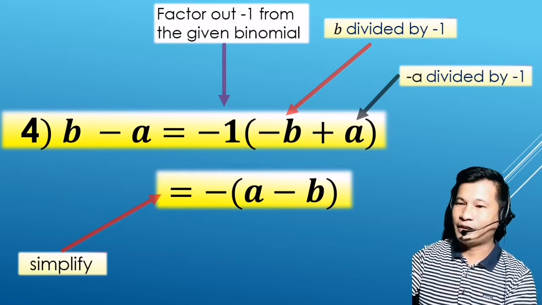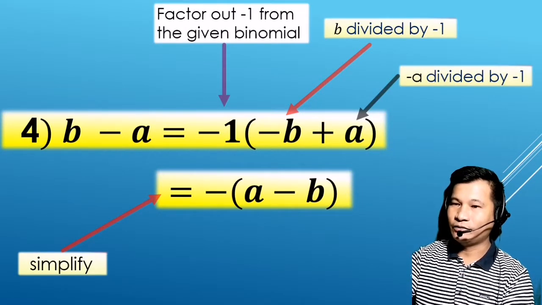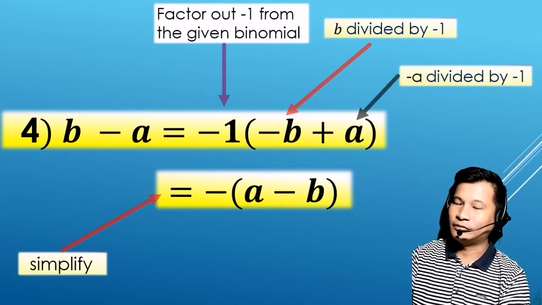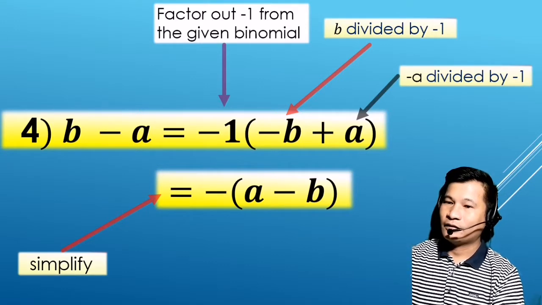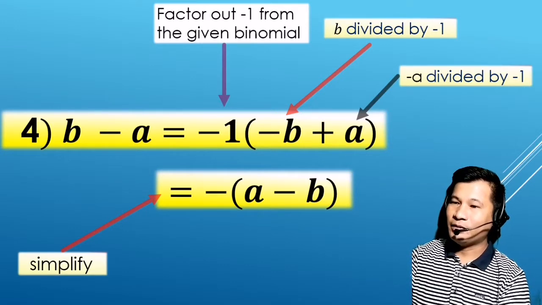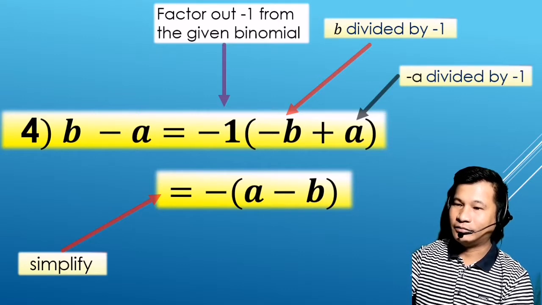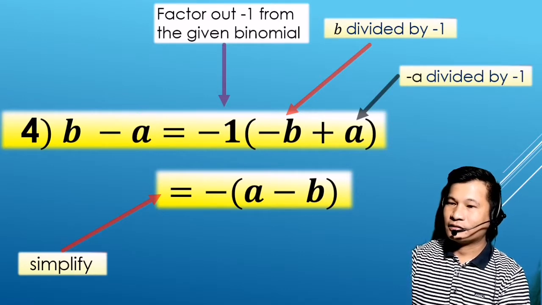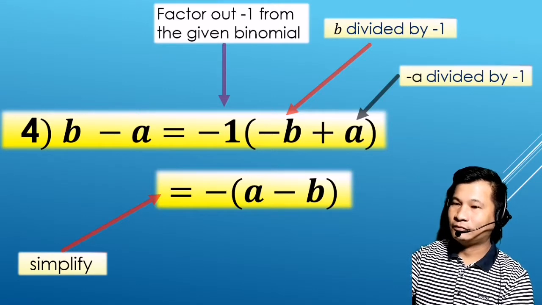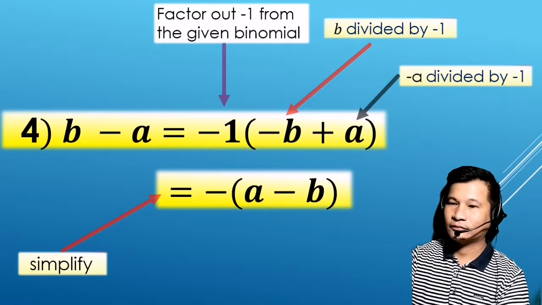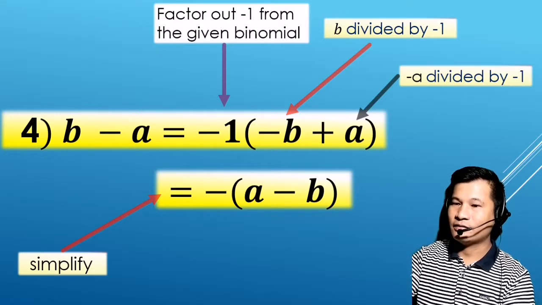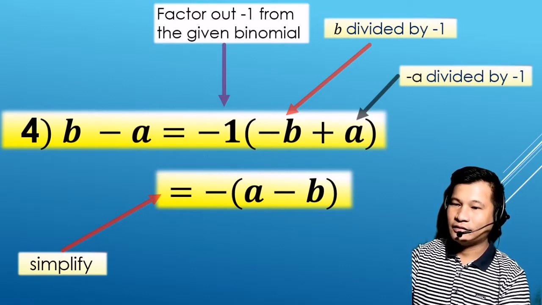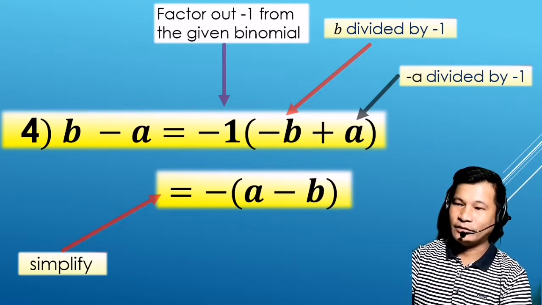Example number 4, we have b minus a. So first thing to do is to factor out negative 1 from the given binomial. And then b divided by negative 1, the result is negative b. Then negative a divided by negative 1, the result is positive a. And next is simplify. So our answer is the negative of the quantity a minus b.